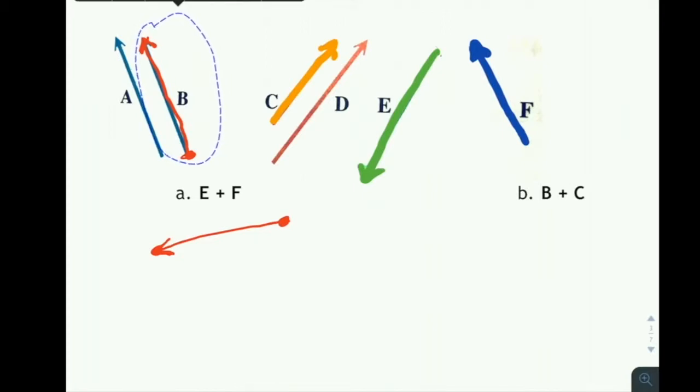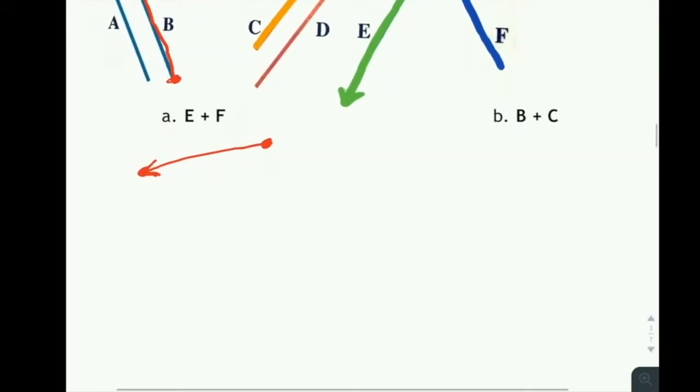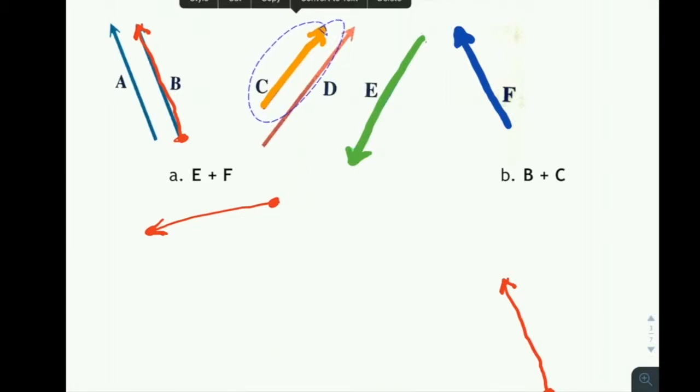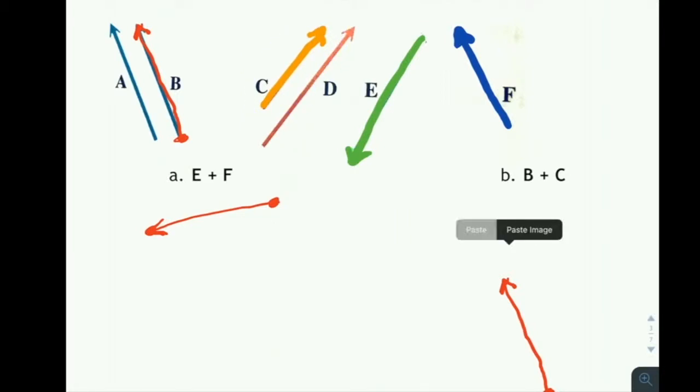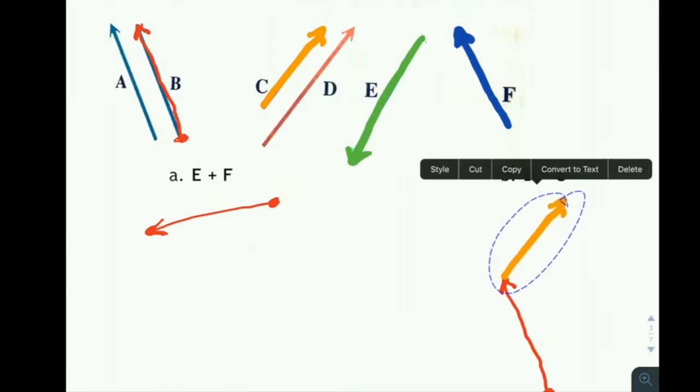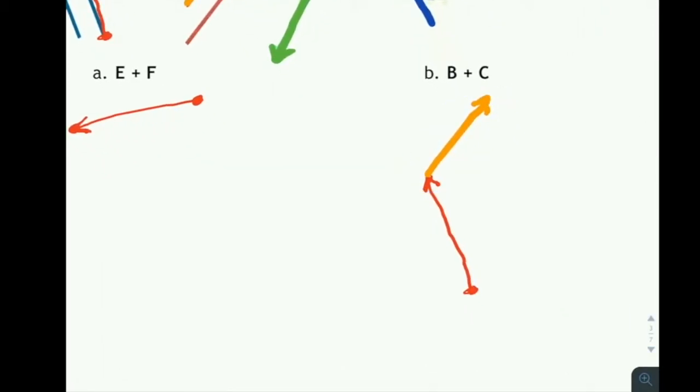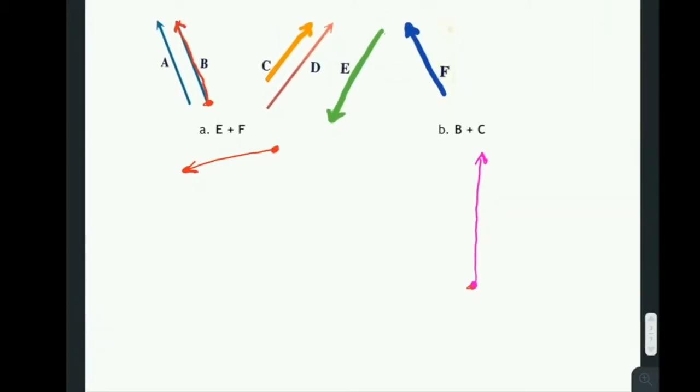So B and C's resultant. Could do C right here. C continues from where vector B left off. Connect the two. Make sure that your arrow is pointing the right direction when you draw these. You could erase your work in progress, and there's your resultant, B plus C, right there.